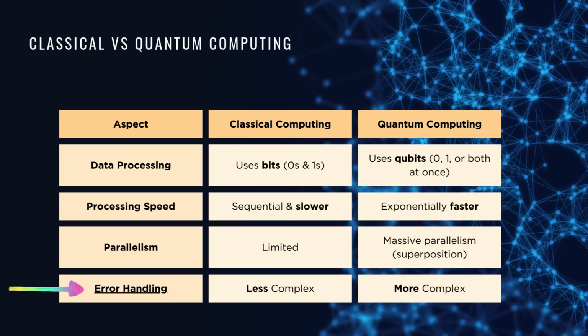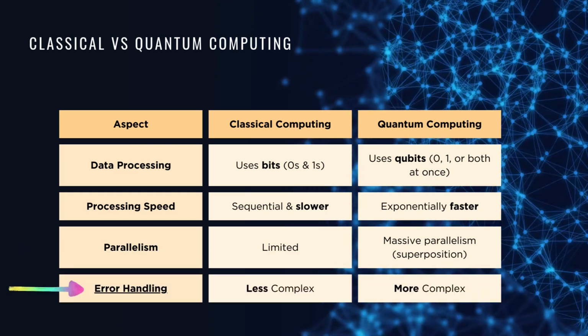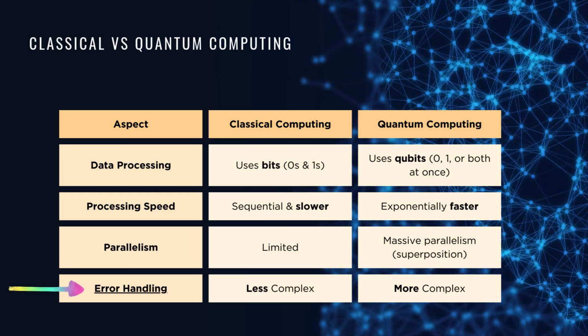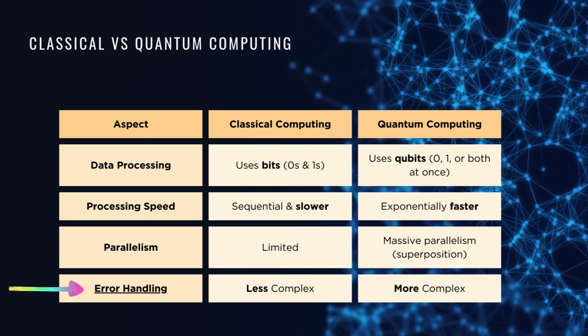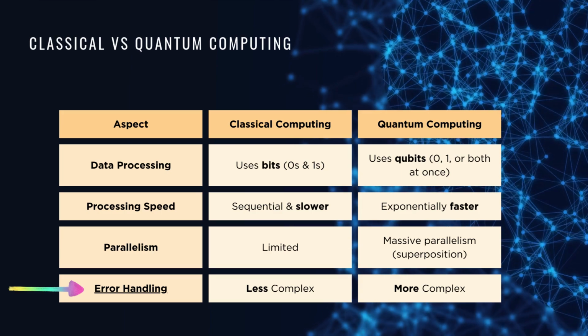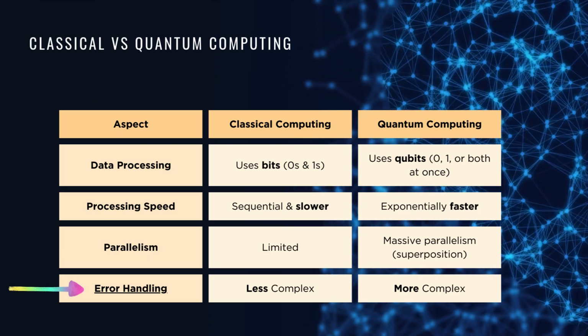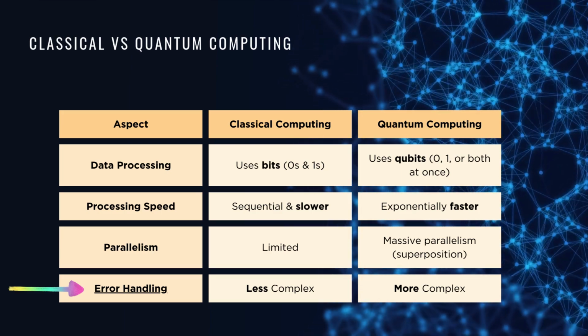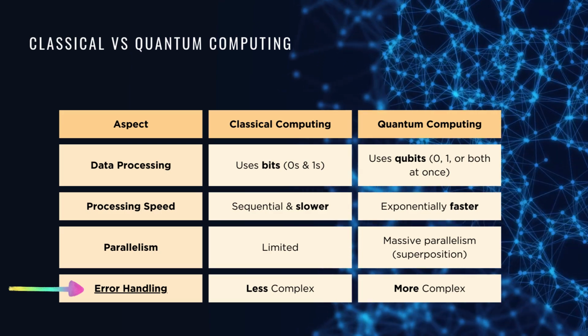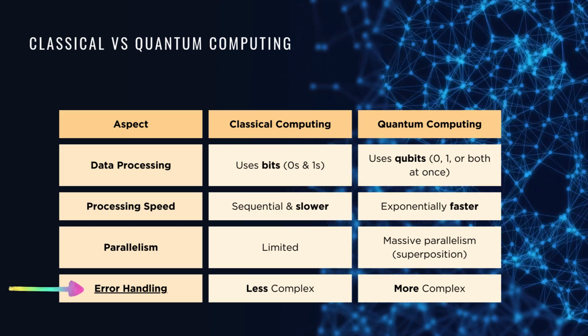Error handling in classical computing is much less complex because the bits are either 0 or 1. It doesn't fluctuate. Whereas in quantum computing it's more complex due to quantum decoherence. Let's understand this with the diagram.